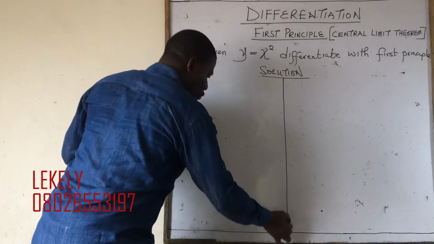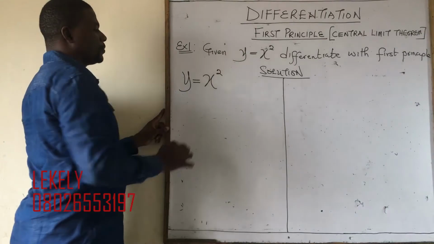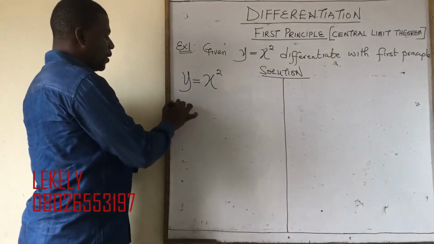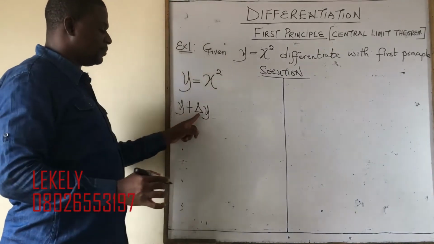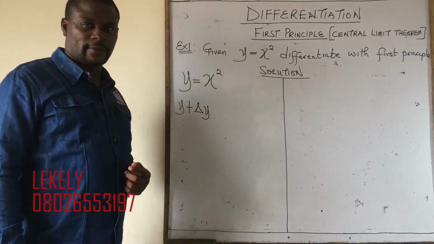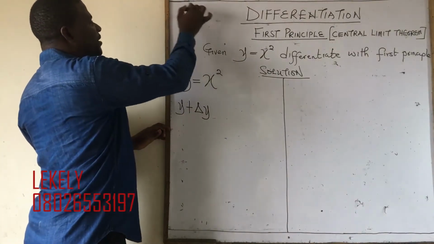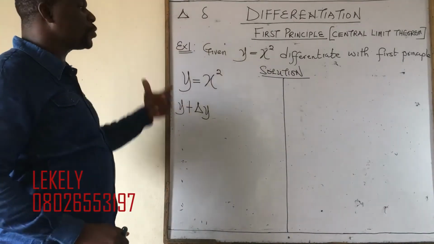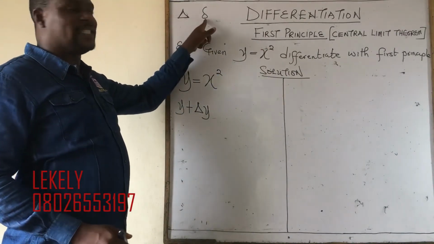Let me divide the board into 2. Now I have y equals x squared. This is what I have. Now the first thing I'm going to do is to say, okay, y plus change in y. This sign means change. It is a Greek sign. You call it delta, capital letter delta. You also have this sign, small letter delta. That's why if you are solving a question on first principle, you can use this or this.